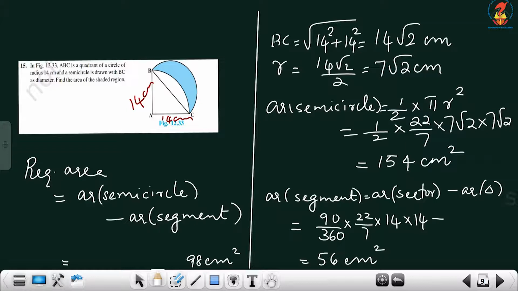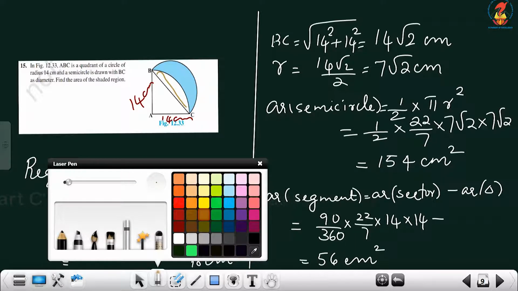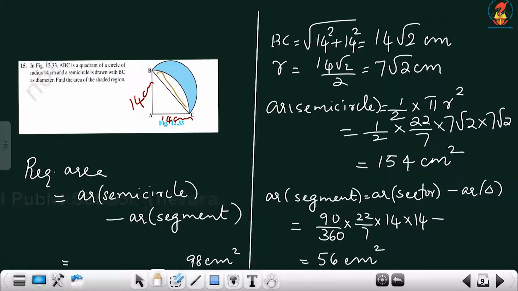Then what do you have to find? We have to find the area of the segment. How can you find the area of the segment? It is actually area of the sector minus area of this triangle. Area of this full sector minus area of this triangle will give the area of this part, so the area of the segment is equal to area of the sector minus area of the triangle. For the area of the sector, the radius is given and theta is 90 because it is a quadrant of a circle. So, theta by 360 into 22 by 7 into 14 into 14.